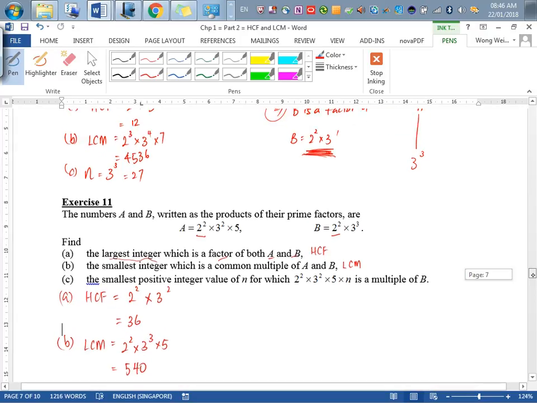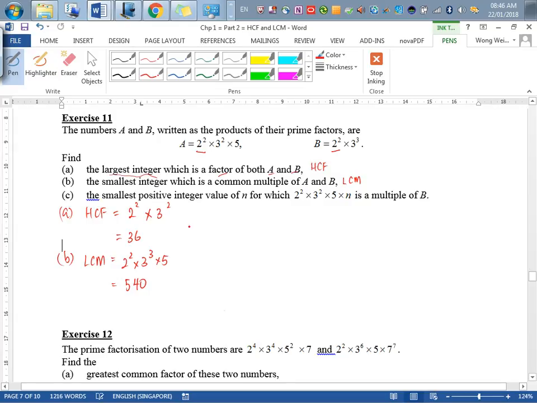And finally, for part C, find the smallest positive integer value of n for which this over here is a multiple of b. In other words, what this is telling us is this is a multiple of b, right? So b is a factor of 2 square times 3 square times 5 times n. Okay, this is what the question is telling us, yes?